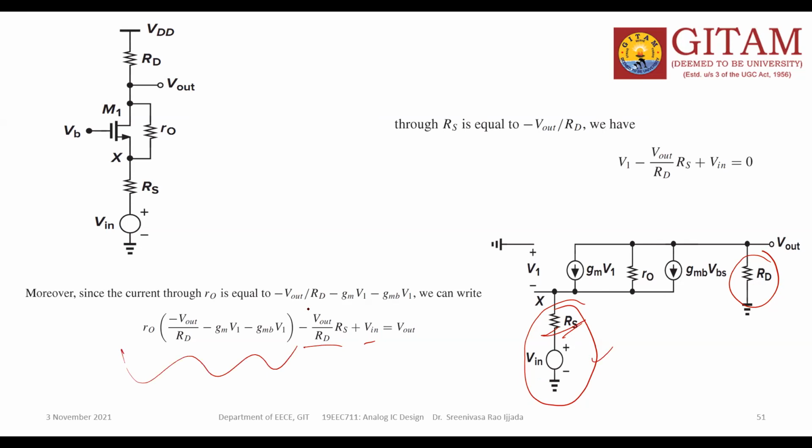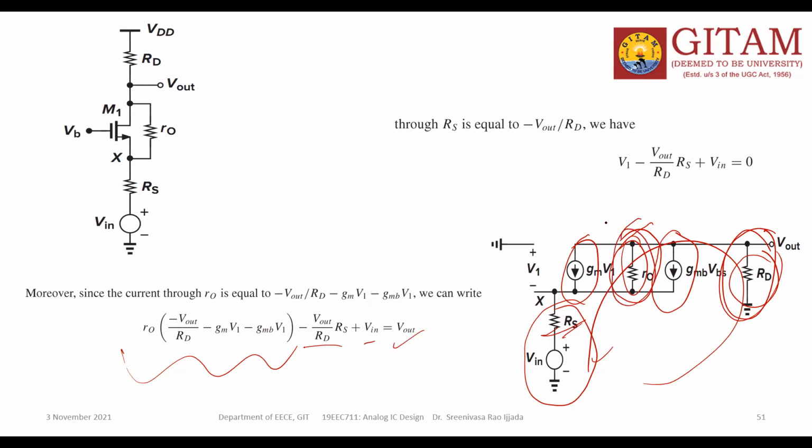I cannot write the voltage drop across a dependent current source. We don't know it. So I found the current through R naught, and R naught multiplied with that current gives the drop across R naught. Now if you write this KVL equation, this is V out, no doubt. The voltage across RD is V out, and the drop across R naught is nothing but R naught multiplied with this current, plus the drop across RS plus V in is the total output voltage.